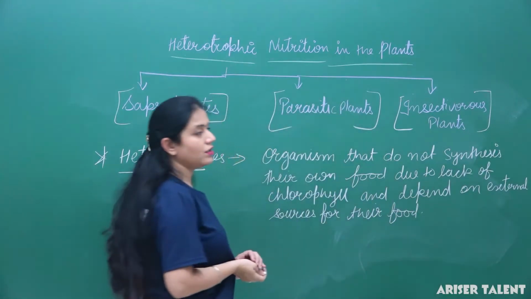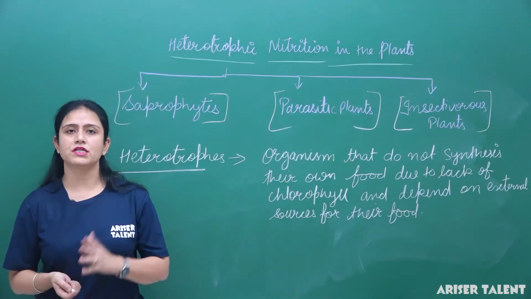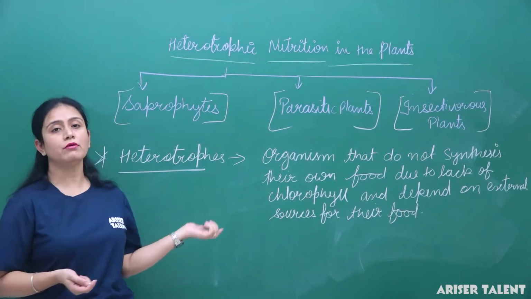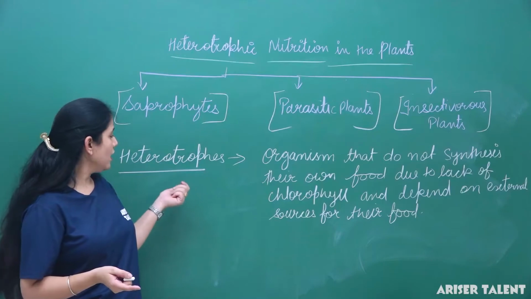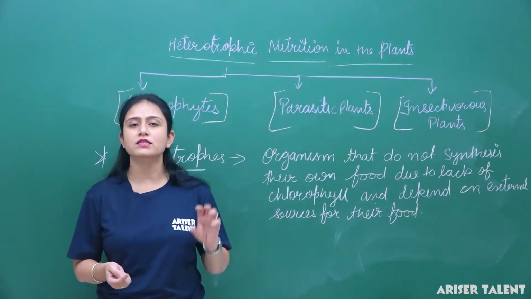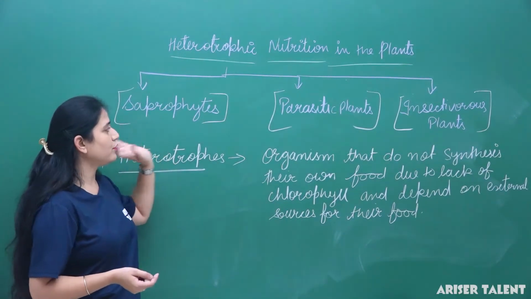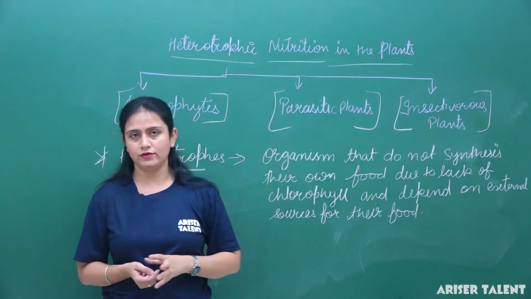Okay, so these are known as heterotrophs, and heterotrophs are generally of three types. I am talking here about plants, not about animals. I am talking about three types of heterotrophic plants. They are saprophytes, parasitic plants, and insectivorous plants.